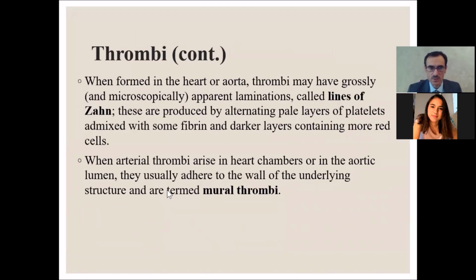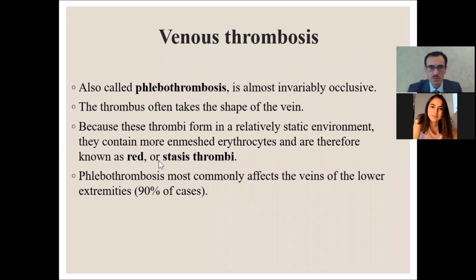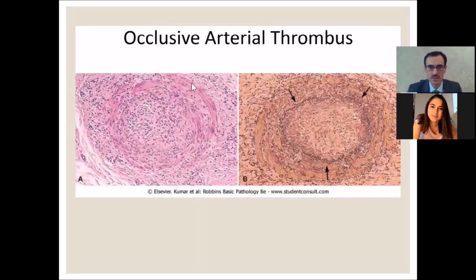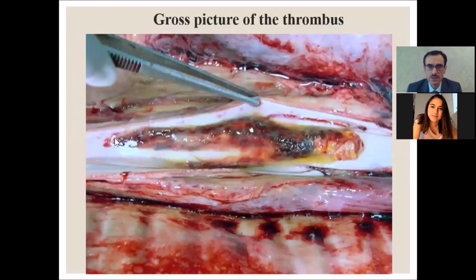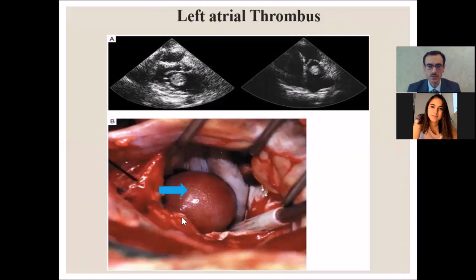So here I will show you the occlusive arterial thrombus, which completely blocks the lumen of the arteries. Here we see the gross picture of the thrombus. We indicate the head, body, and the tail of the thrombus. And sometimes some part from the head region ruptures and results in thromboembolism, which we will now discuss. Here you see the ball-like thrombus in the left atrium.